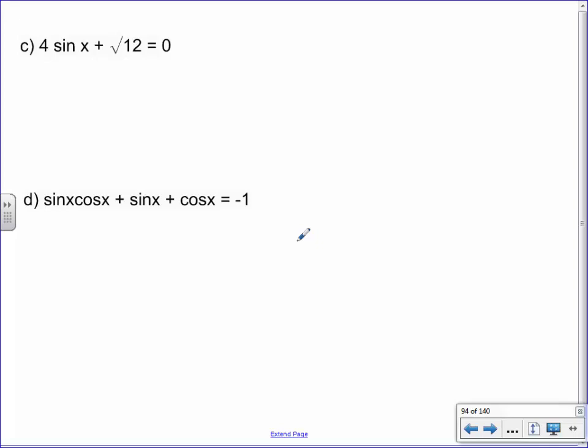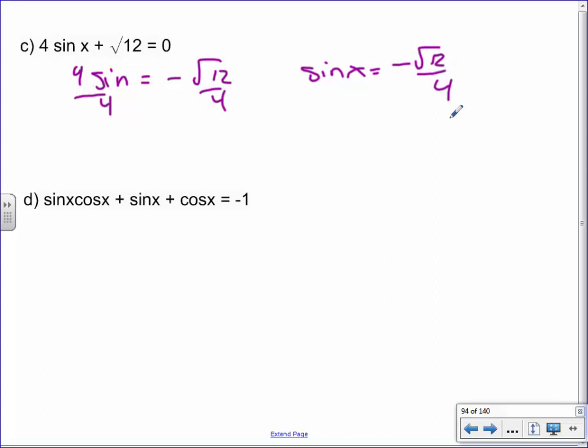The first thing you've got to do is some rearranging. For example, am I losing anybody if I do this? 4 sine x equals negative root 12. I'm going to bring root 12 to the other side. Then I'm going to divide everything by 4, giving me sine of x equals negative root 12 over 4. Then root 12, you can do some stuff like that.